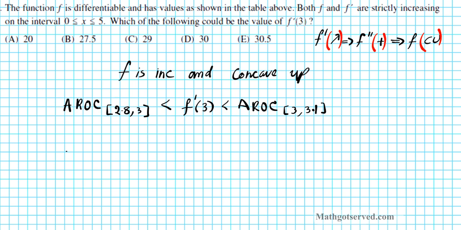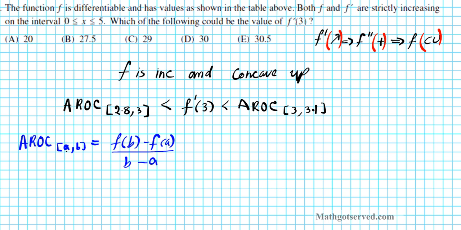Before we get started, let's review what the formula for average rate of change is real quick. Average rate of change on an interval from a to b is f of b minus f of a, divided by b minus a. So that's what we're calculating.